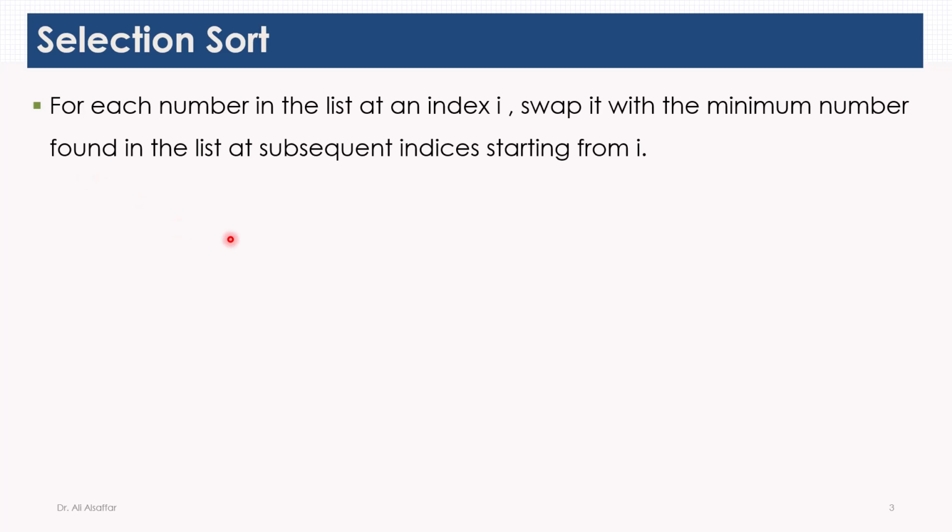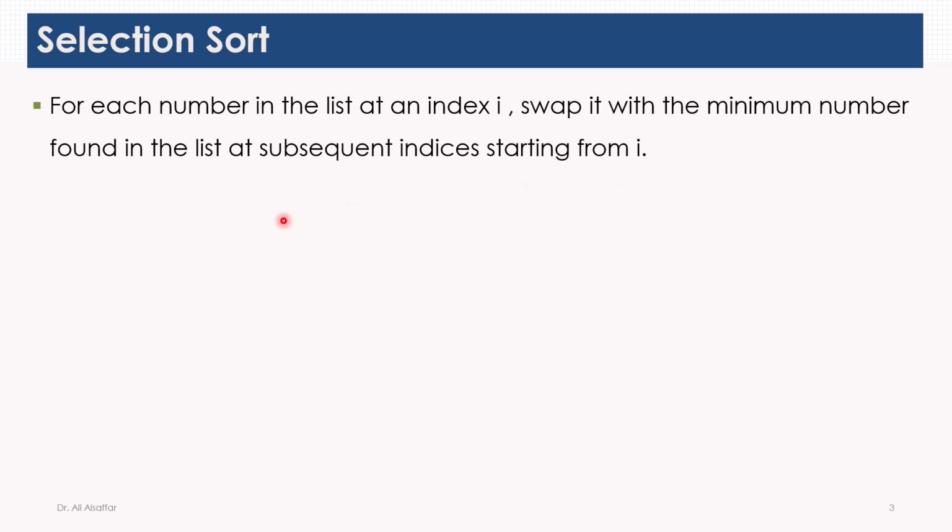Selection sort basically depends on interchanging elements, or swapping elements, within the array itself. For every element in the array, we look at the elements on the right-hand side of this element and try to find the one that is the minimum. Then, after we find the minimum, we swap it with this element. For each number in the list at an index I, we swap it with the minimum number found in the list at subsequent indices starting from I.